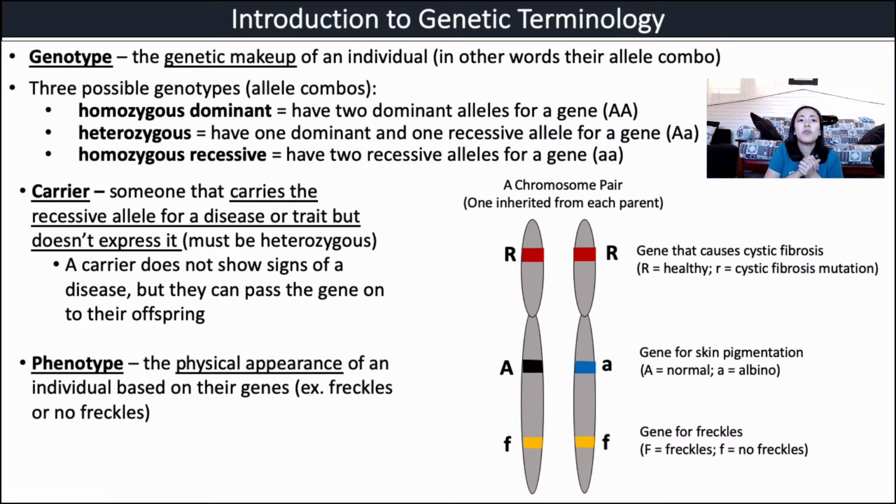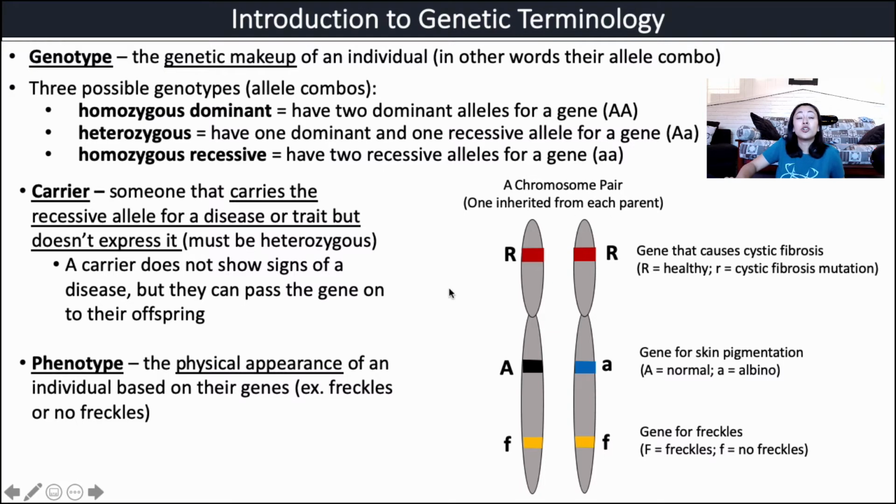The final term that I want to throw out there is the term phenotype. This is the physical appearance of an individual based on their genetic makeup. So for example, do they have freckles or no freckles and so forth. This is easy to remember because the genotype of an individual is their genetic makeup, as the name implies, and the phenotype of an individual is their physical appearance. So PH, PH, they both start the same.